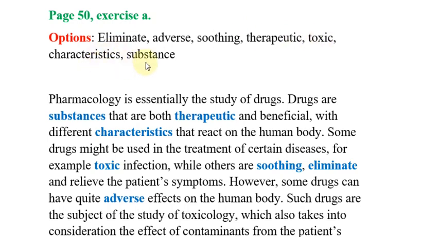Guys, I want to help you. Before answering the questions, before doing the exercise, you need to know the part of speech of the words. Eliminate is a verb, adverse is an adjective, soothing adjective, therapeutic adjective, toxic adjective, characteristics noun because we have S, plural, substance noun.